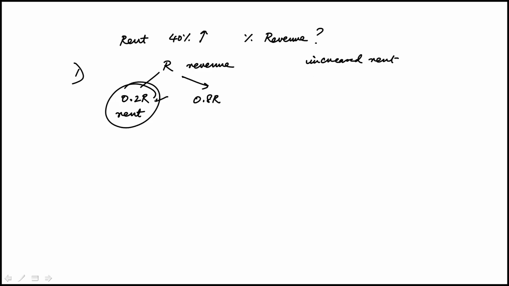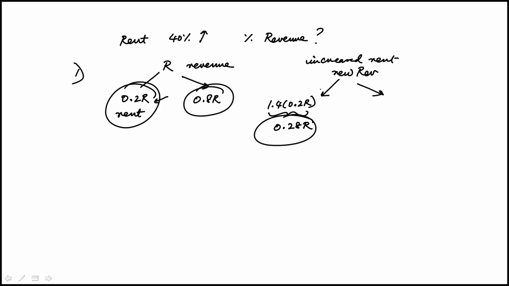With the increased rent, his rent would be 40% higher than that, which means we have a multiplier of 1.4, because 40% plus the original 1. And so that would be 0.28 R. If this was new revenue, this would be the rent portion. We want the remaining piece to be the same so that his net income remains the same. Now, if we add those two, that would tell me what the new total revenue needs to be. And if you add those two quantities, it's 1.08 R.